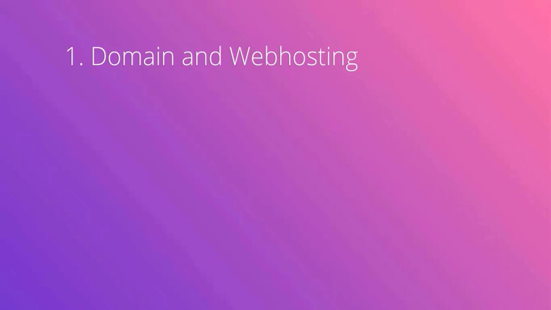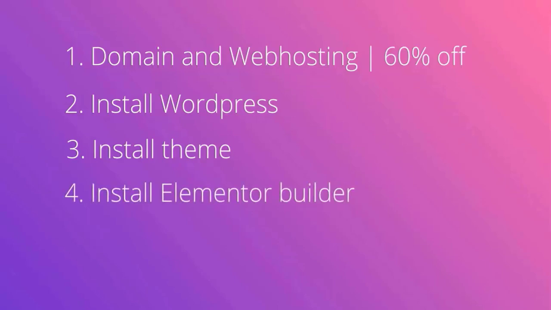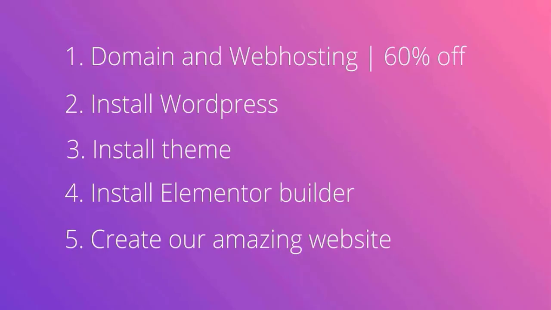Alright. Now let's see the steps which you are going to do in today's tutorial. I will show you how you can get your own domain and hosting, and here I will show you how you can get 60% discount through my link, and also I will show you how you can get a free domain with hosting. Then I will show you how to install WordPress. Then we will install a theme. Here we will install a free theme, and then I will show you how to install Elementor page builder, and finally I will show you how to make this amazing website. If you have web hosting already, you can skip this part, or if you don't have, then follow along.